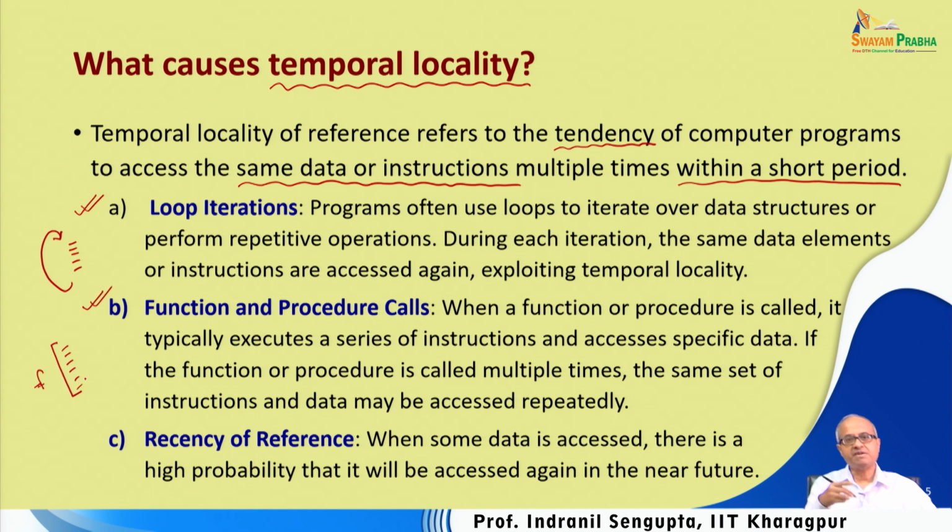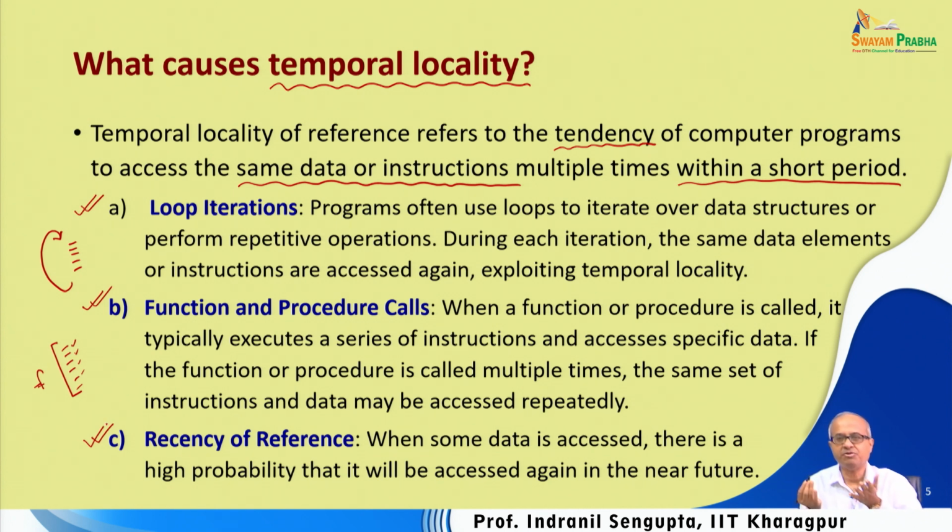So, when you call the function several times, those instructions inside f will be executed repeatedly, multiple times. That is what causes temporal locality with respect to these instructions. So, first is the presence of iterations, second is the presence of function calls which are invoked multiple times. Of course, the third one is a general property.